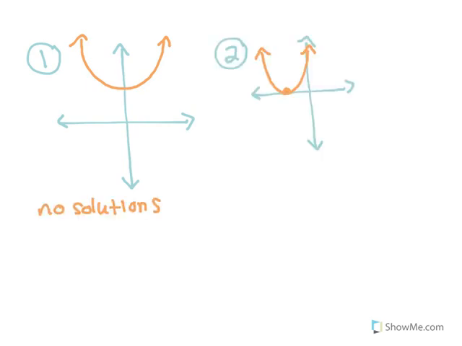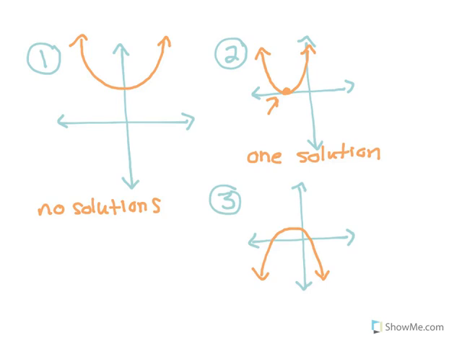Another option is if I were to have a parabola that only touches my x-axis at its vertex, right here. So if that happens, then there's only one solution because that graph will only touch my x-axis once. And last but not least, if we happen to have a parabola that intersects my x-axis two times, then this would have two solutions and we have to find both of them.